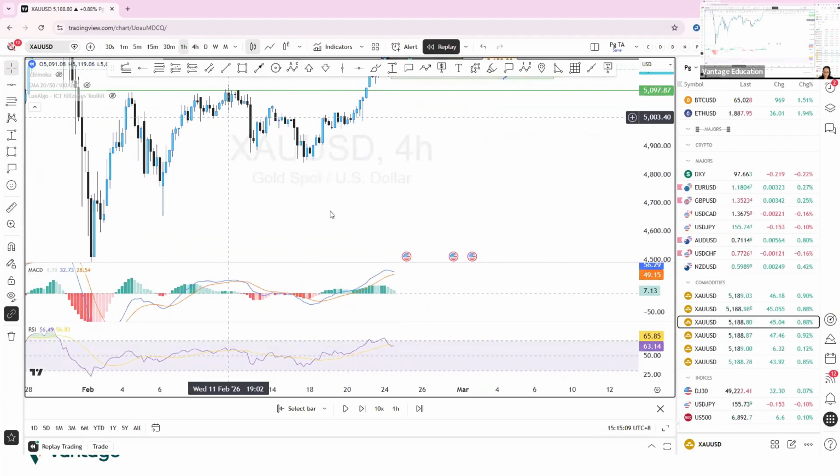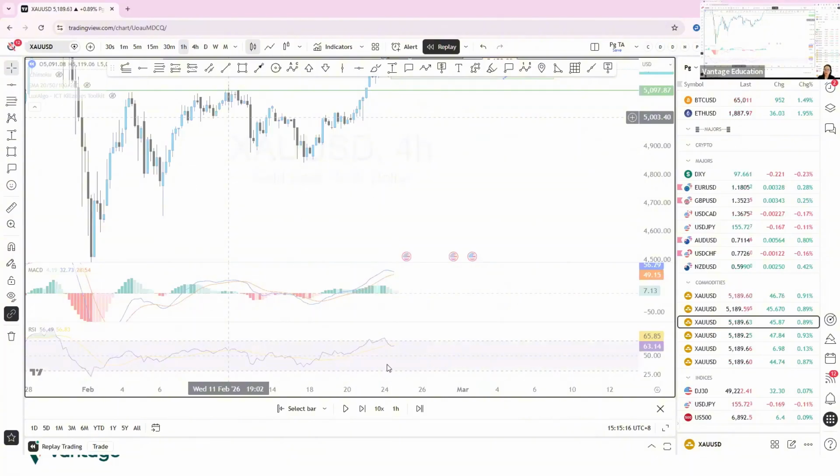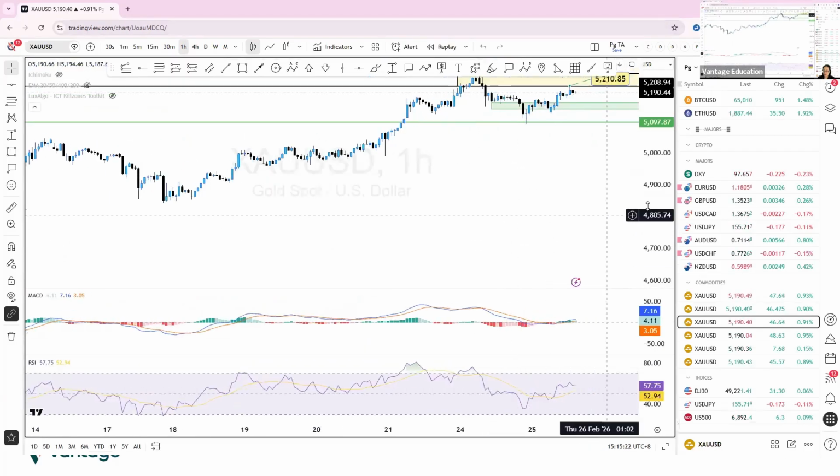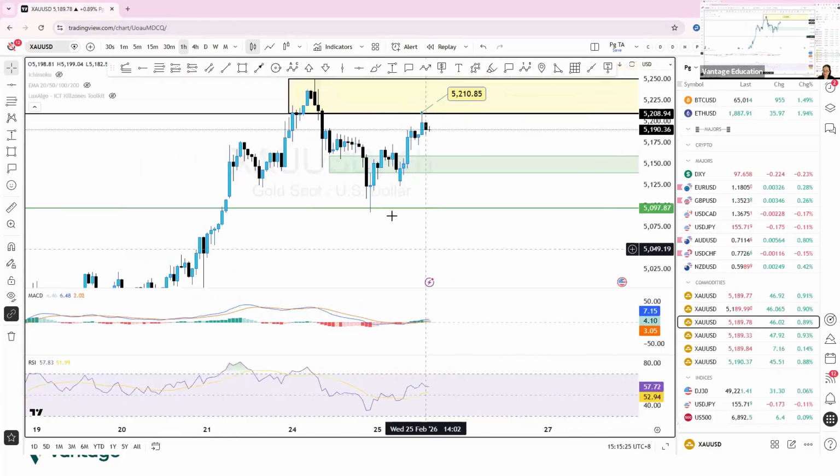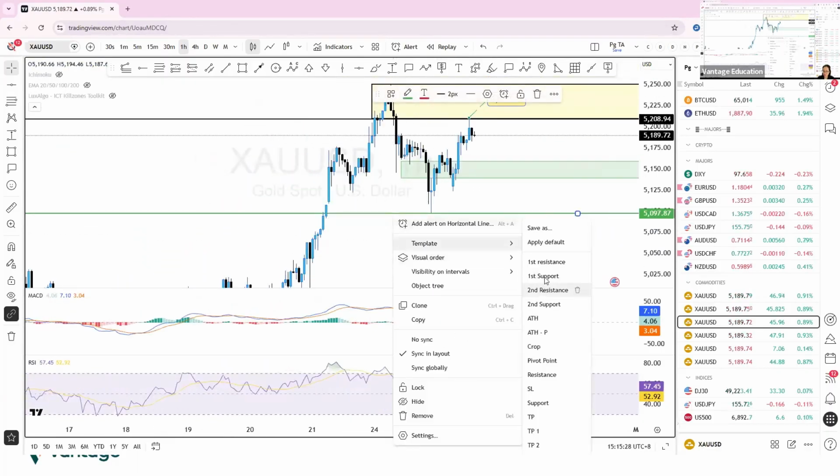The RSI is not changed. Hang on. It's so slow. Never mind. Okay, I'm gonna leave it like that first. This is for the yesterday support level.